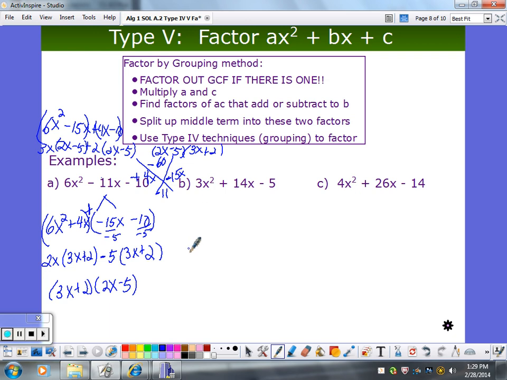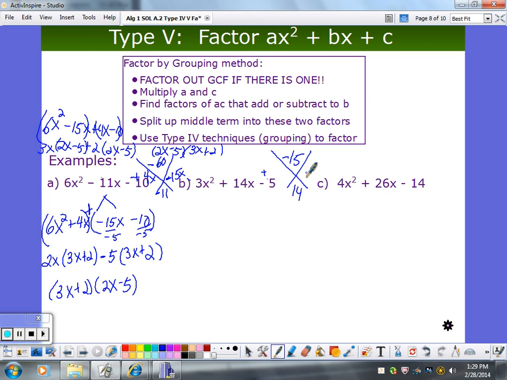You see what I mean, Emma? But it works. It's just this one, when I had it this direction, the 3x plus 2 was the common one. If you turn them around, the 2x minus 5 came out as the common one. Doesn't matter. Right? Let's try this guy. So what do I do first? Multiply a times c. And you say what two numbers? Yes. What two numbers multiply to negative 15?